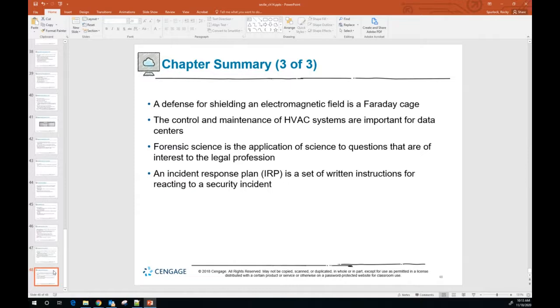Forensic science is an application of science to questions that are of interest to the legal professions. And an incident response plan is a set of written instructions for reacting to a security incident.